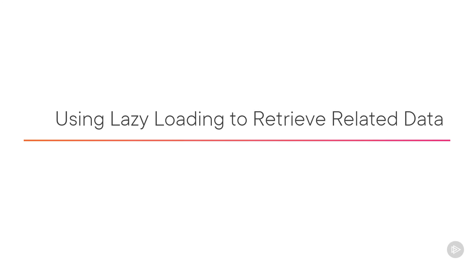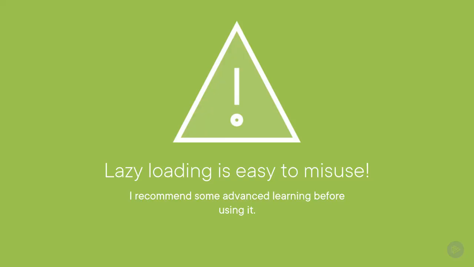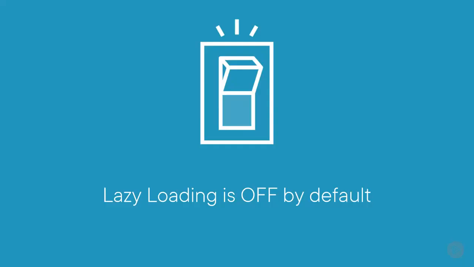The other way to load related data after the fact is what's called lazy loading. Like the explicit loading, it lets you get related data for objects that are already in memory. But lazy loading does it on the fly. I'm personally not a big fan of lazy loading because it's so easy to accidentally abuse it and create performance problems or get unexpected results.